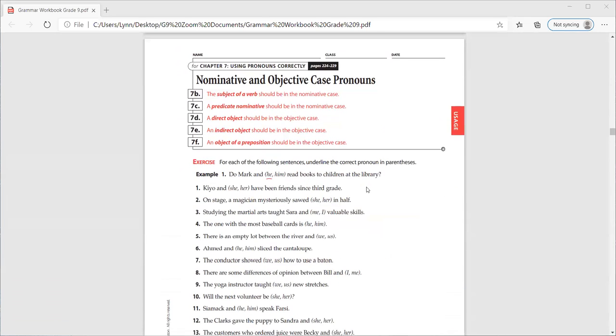Okay, the next page, 143. The subject of a verb should be in the nominative case. A predicate nominative should be in the nominative case. A direct object, an indirect object, and an object of preposition should be in the objective case, okay? So in the nominative case, we have subject of a verb and predicate nominatives. In the objective case, we have a direct object, indirect object, and object of preposition.